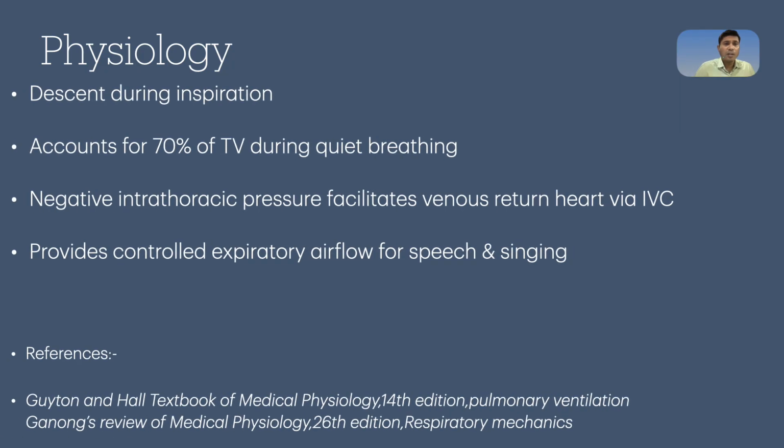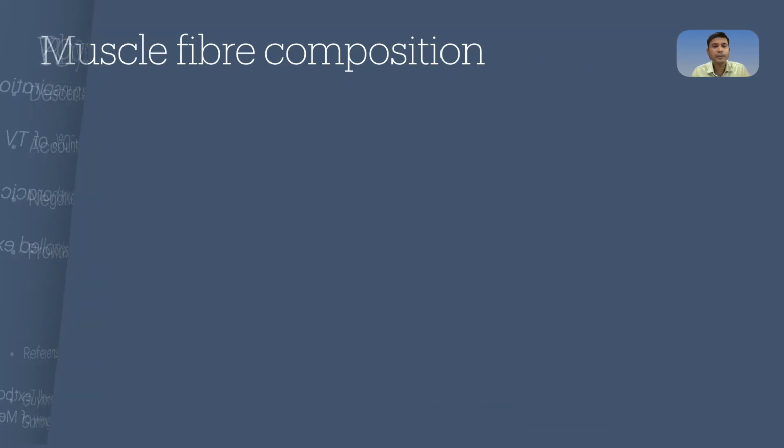So coming back to physiology. The primary muscle of respiration is the diaphragm, and it accounts for 70% of tidal volume during quiet breathing. It descends during inspiration, creating a negative intrathoracic pressure, which further leads to increased venous return to the right side of the heart via the IVC. It also controls expiratory airflow for speech and singing.